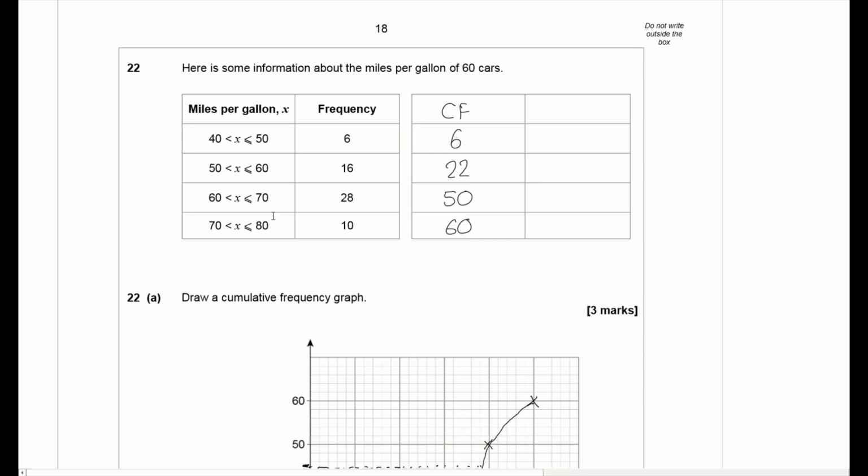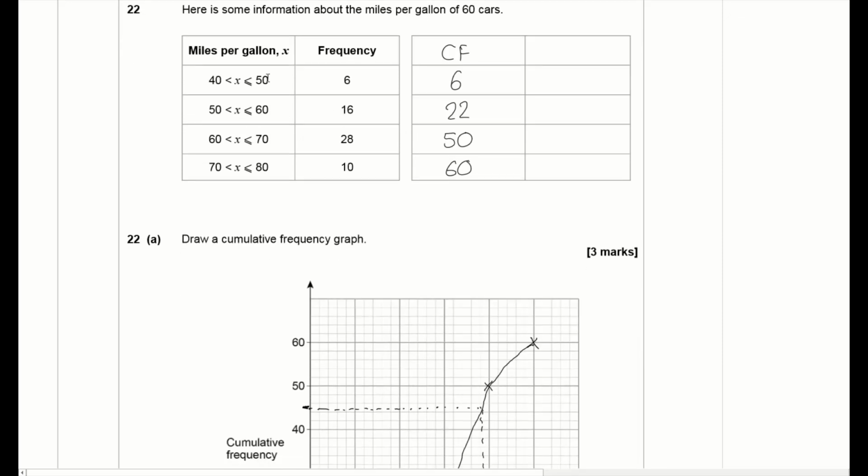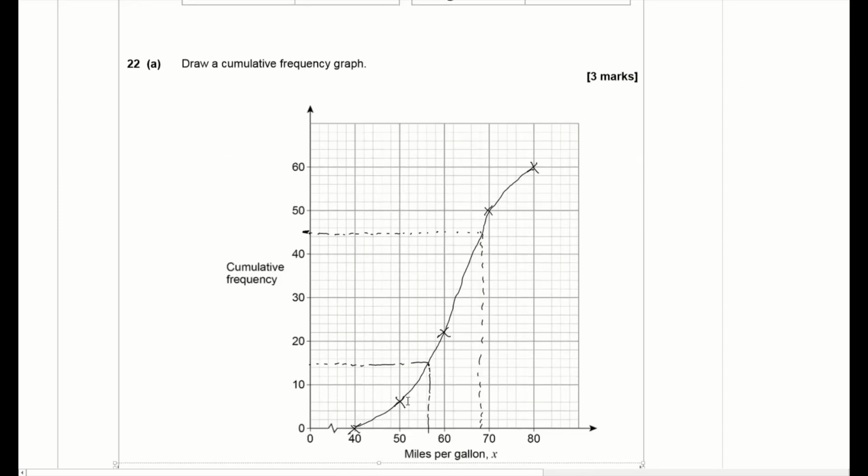For instance, by the time you've got to all the cars that do 60 miles per gallon, I know there's 22 of them. I don't have any idea about how many cars you've got by the time you get to 55, I only know the endpoints. So we plot the cumulative frequency against the right hand side or endpoints of each of these intervals. So the first one to note is at 50 and cumulative frequency 6. So that's actually this point here.